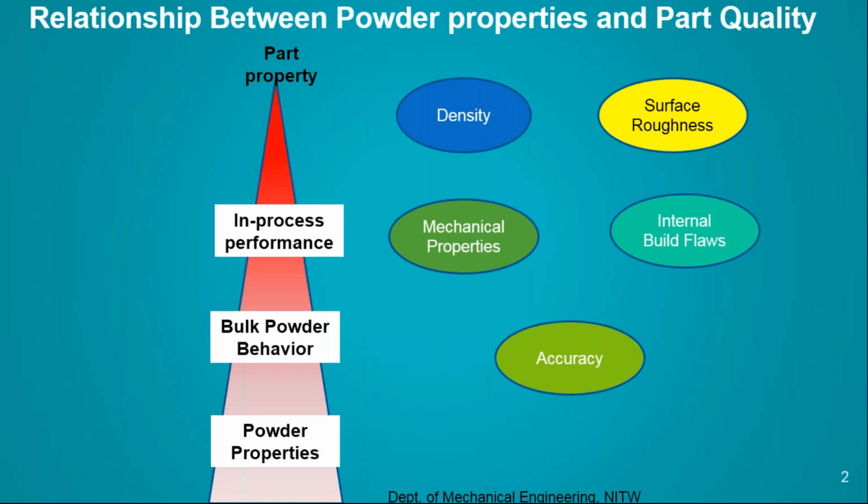The second level of describing powder behavior is the bulk behavior: how the powder's bulk behavior exists during the process. And the third level is the description of the powder under process-specific conditions, during a specific process, either the SLM process or the DED process, how the powder behaves in bulk format with in-process performance. Those are the three different levels of powder behavior in the process.